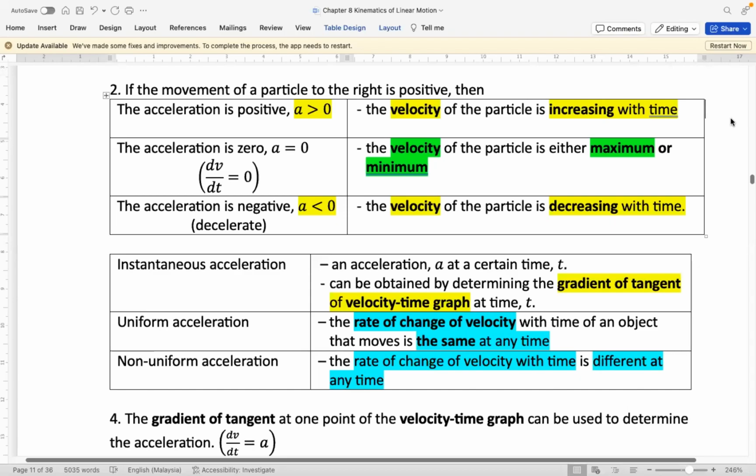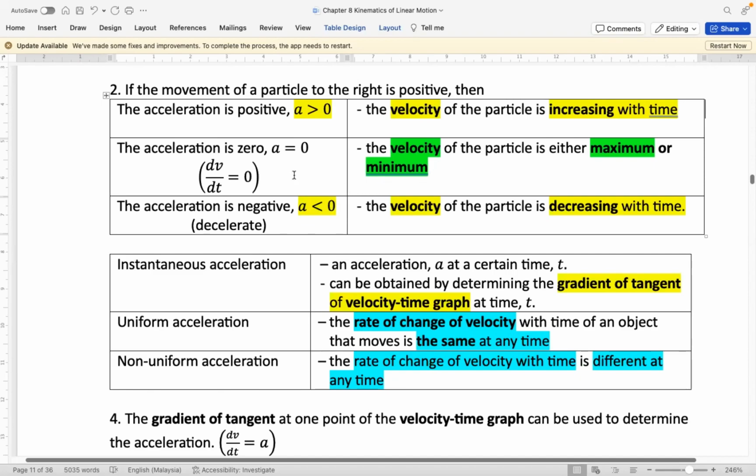If the movement of a particle to the right is positive, then when the velocity of the particle is increasing with time, a is greater than 0. That means when you drive and you speed up, velocity is increasing, which means you are accelerating. So that's why a is greater than 0. When the velocity of the particle is decreasing with time, let's say when you drive, you slow down, that means you are decelerating, which means a is less than 0.